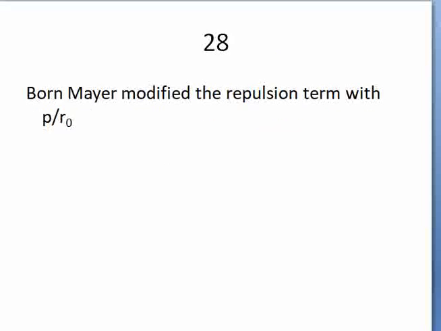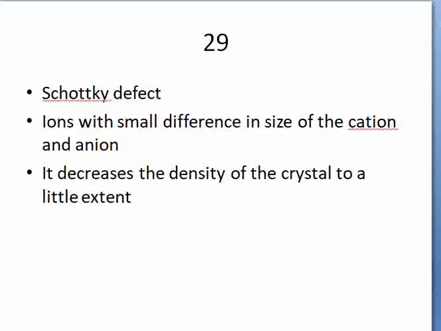Next one is this. Born-Mayer modified the repulsion term as rho by R naught, and that is one modification to calculate the lattice energy.